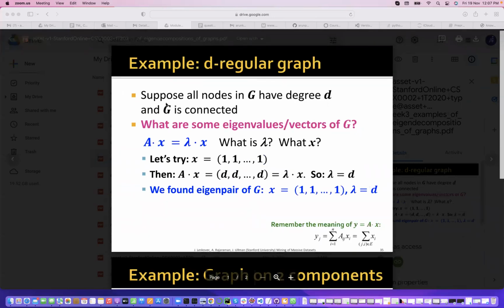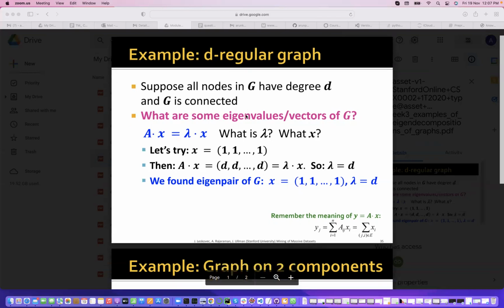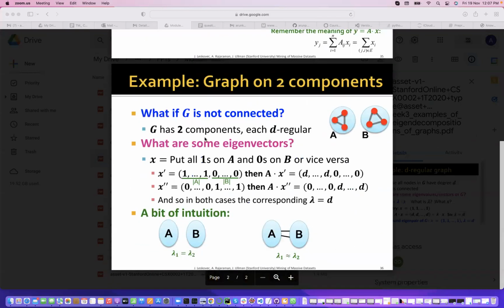It's a D-regular graph definition, this is. What is the D-regular graph definition? The first sentence: all nodes have the same degree. Have the same degree, that is D. That is D, then you will get this. And if it has two components, what does each D-regular mean?